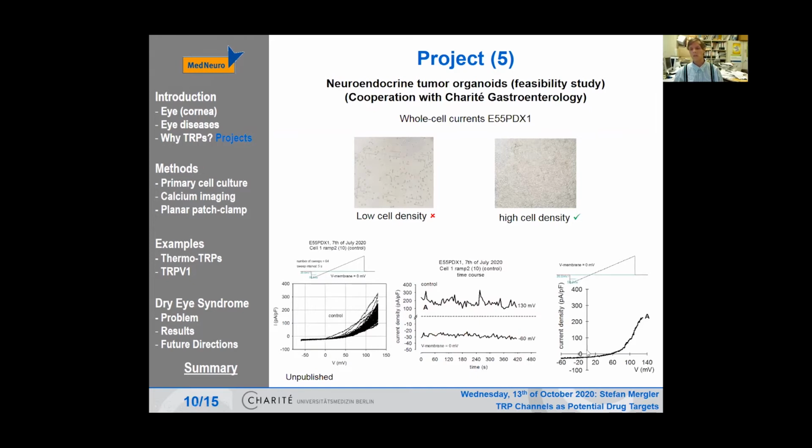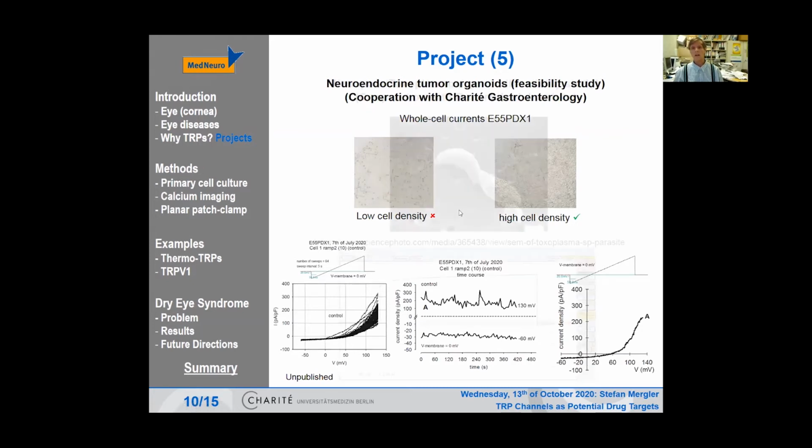And here's again a ramp protocol showing the current-voltage relationship, which also shows typically outward rectifying currents. Mainly, also potassium channels can be involved in this interesting study.